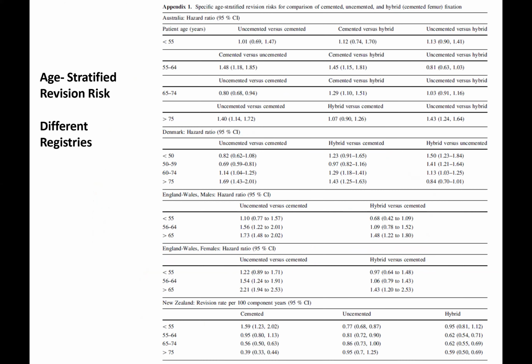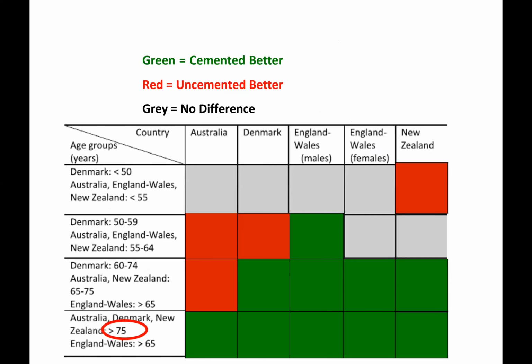This is an age stratified revision risk from different registries. The registries I mentioned were Australia, England, US. So now when you go into that, you can see the green is where cemented is better. So if you go to Australia, they say above 75 cemented is better, and 50 to 60, they use uncemented. But when you go less than 50, again, they say there's no difference. Similarly in the UK, they use more of cemented.